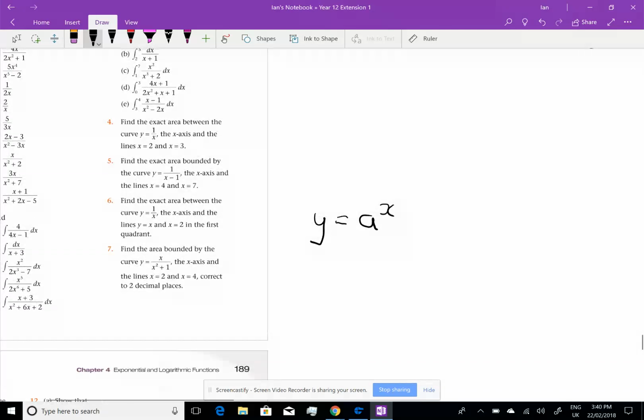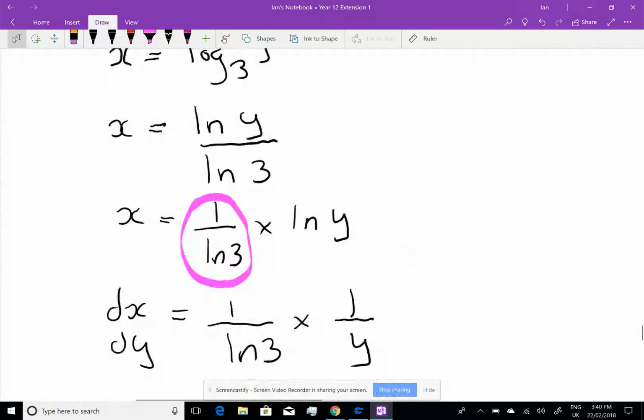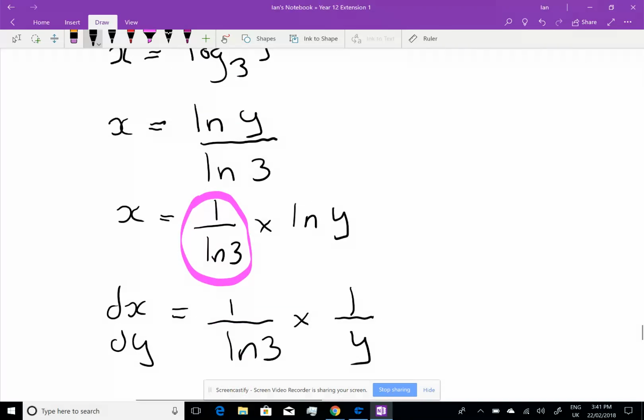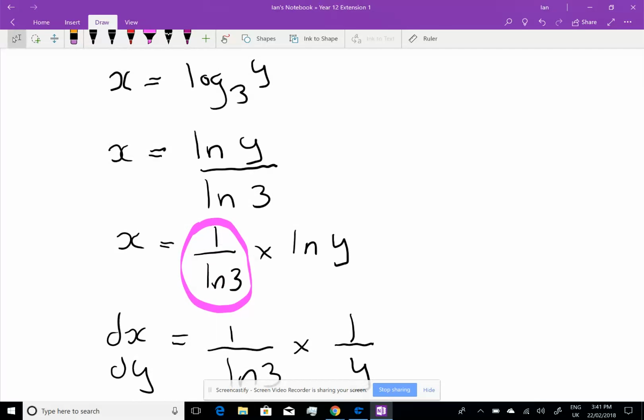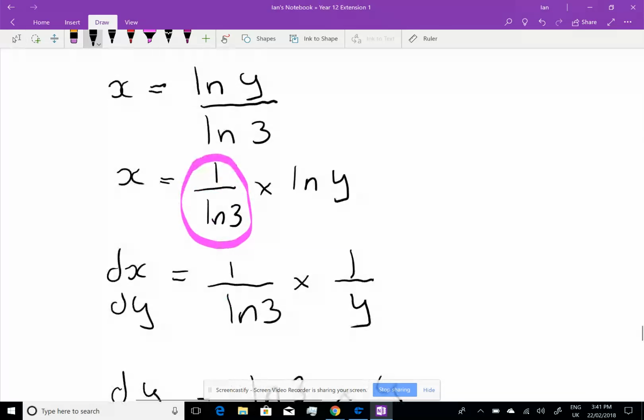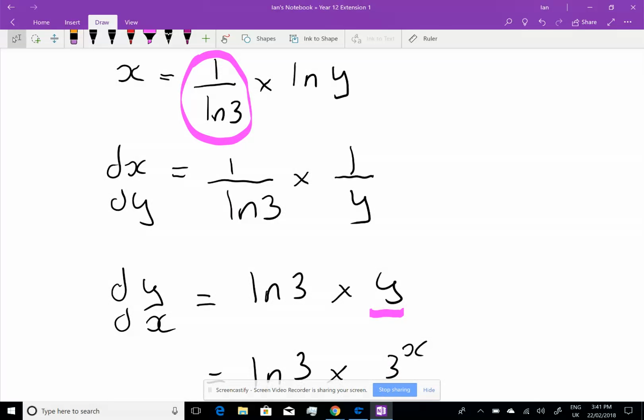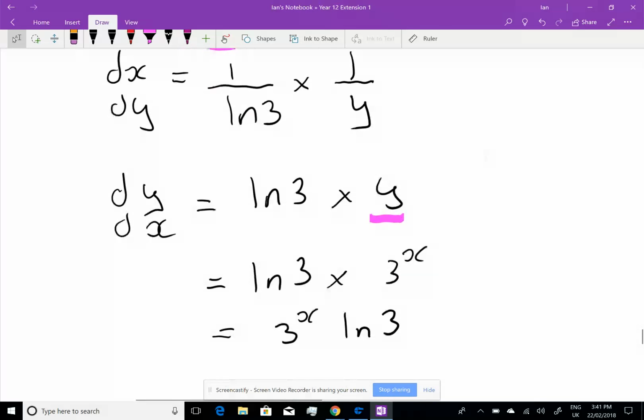If we look back at the work I did before, here's y equals 3 to the x. We rewrote it as x equals log base 3 of y. We then took the log of both sides by change of base. We've got ln y over ln 3. I pulled the 1 over ln 3 out the front, still multiplied by ln y. I differentiated with respect to y, so I've got 1 on ln 3 times 1 on y.